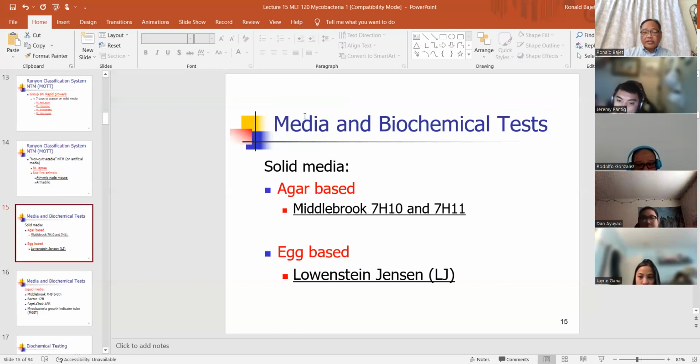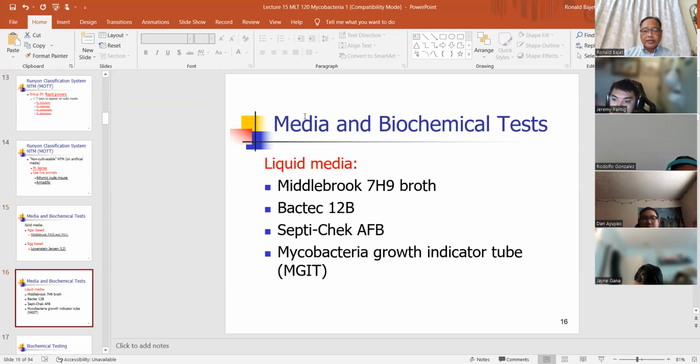So the two media that I was talking about are the agar-based medium, which is the Middlebrook. I'm not going to require you to know the 7H10 or the 7H11. It's either the Middlebrook or the Lowenstein-Jensen, Middlebrook or LJ, okay? The egg-based media is green, and the agar-based media looks like an agar slant. Okay, and it's Middlebrook and Lowenstein-Jensen. Those are the solid media for growing these organisms.